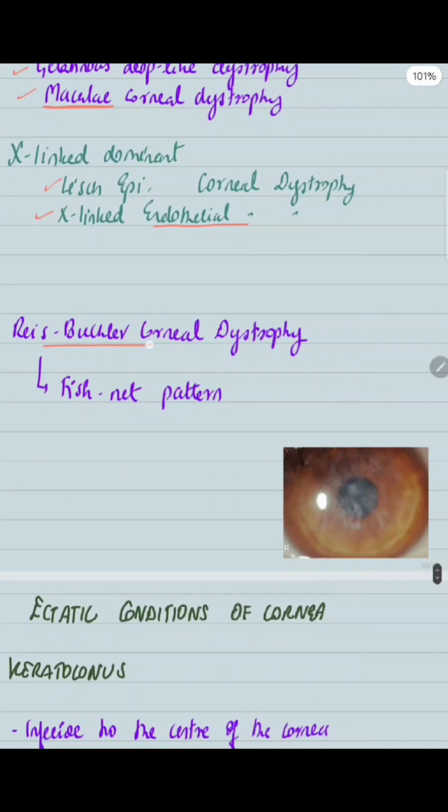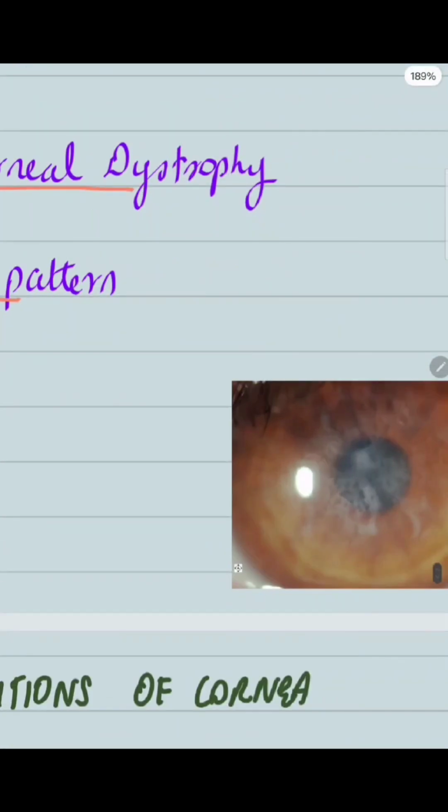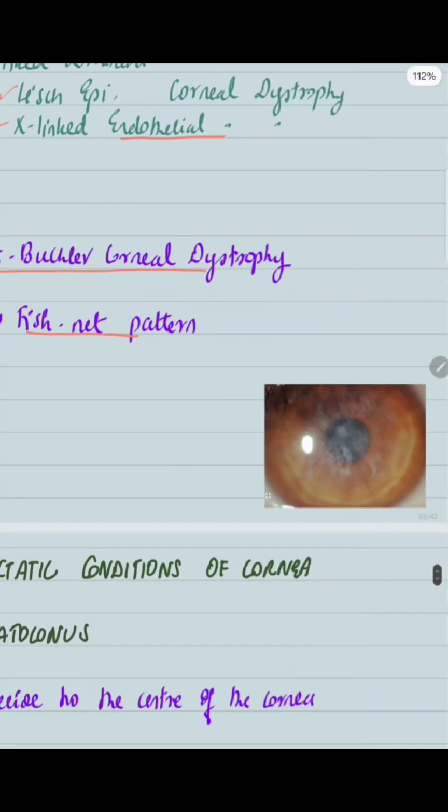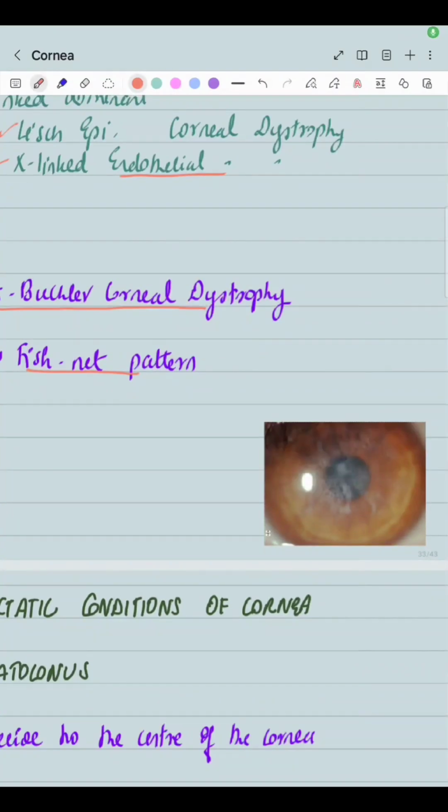Now Reis-Bücklers corneal dystrophy has a specific fishnet pattern of corneal subepithelial opacities. This fishnet pattern is characteristic of Reis-Bücklers.